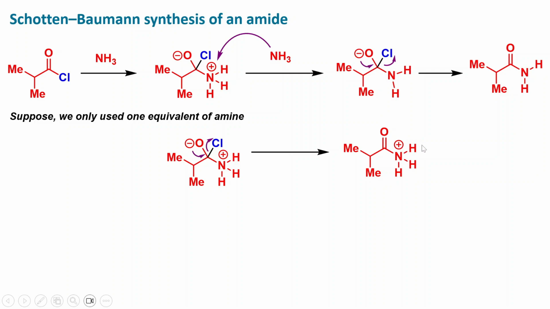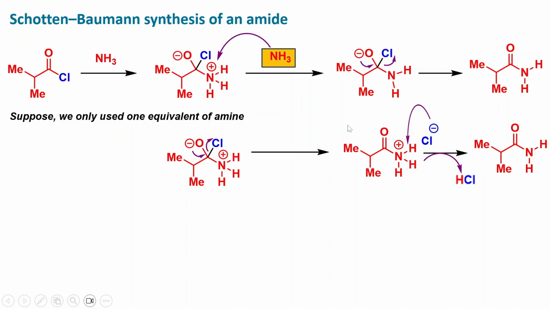Now you have the Cl minus in your system, right? So this can now take this proton and you will generate the corresponding amide. So what you are generating is hydrochloric acid. So we are using another equivalent of amine to neutralize the generation of this hydrochloric acid.